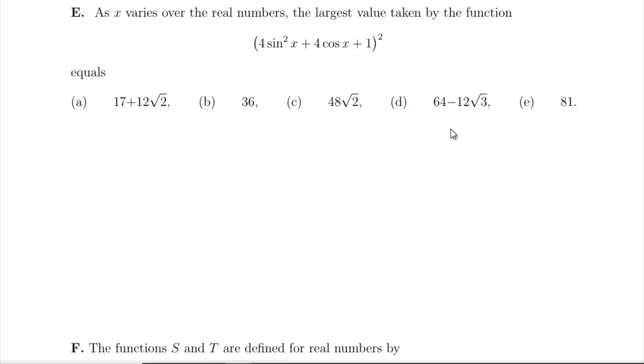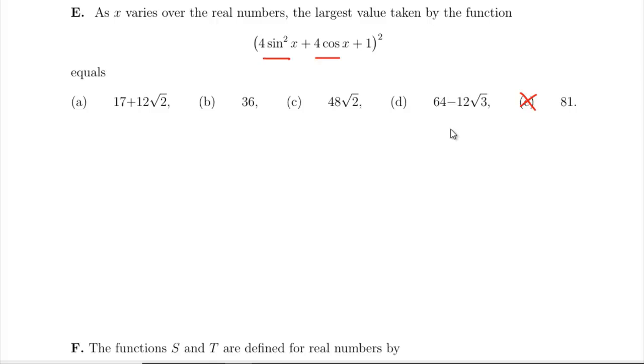So I reckon this is going to be B or E. And it doesn't look as though it's going to be E because we're not going to get sine and cos to be 1 at the same time. So it's not going to be that because the largest that can be is 4. So if they were both 1 or minus 1 at the same time, then you get 9 squared. But we can't get that. So it's not going to be that. I think it's going to be B.